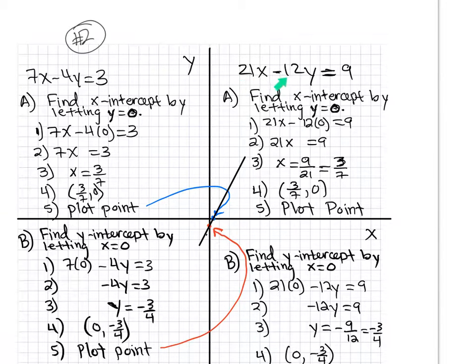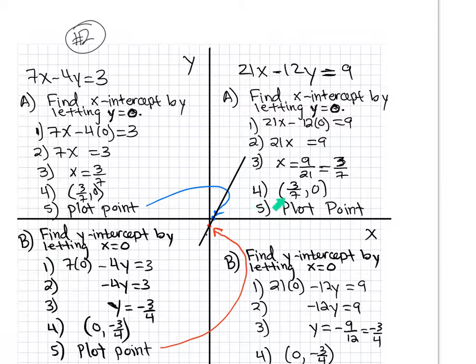So we have 21x minus 12y equals 9. We're going to find the x-intercept first by letting y equal 0. So I have 21x minus 12 times 0 equals 9. That 0 is where y was. We're letting y equal 0. 12 times 0 is just 0, and that goes away. So now I just have 21x equals 9. Divide by 21 on both sides, and I get this fraction, x equals 9 over 21, and that can be reduced to 3 over 7.